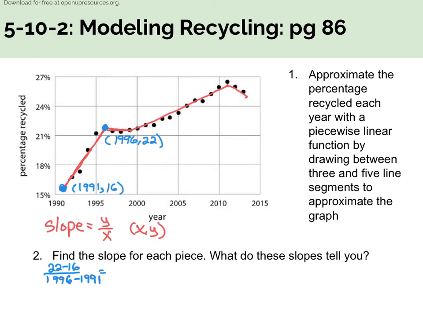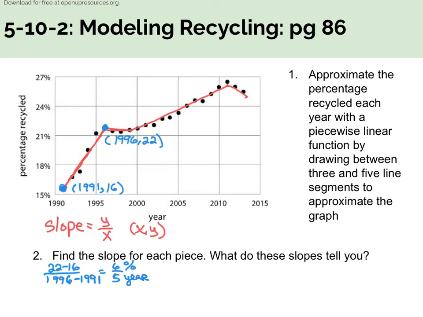So what is 22 minus 16? Well, that's 6. 1996 minus 1991, that is 5. So our slope is 6 over 5. Let's label that. If we go back and look at our graph, our y stuff is percentage, and our x stuff down on the bottom is years. So I'm going to label that. What is it saying? For every 5 years, it goes up 6%.